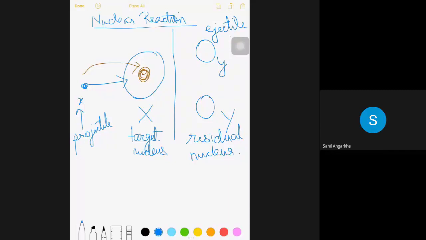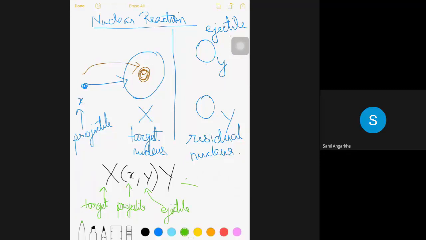Now, in short form, a nuclear reaction can be written like this: target nucleus, projectile, ejectile, residual nucleus, where capital X is the target nucleus, small x is the projectile, small y is your ejectile, and capital Y is your residual nucleus. Is this clear? Yes, sir.